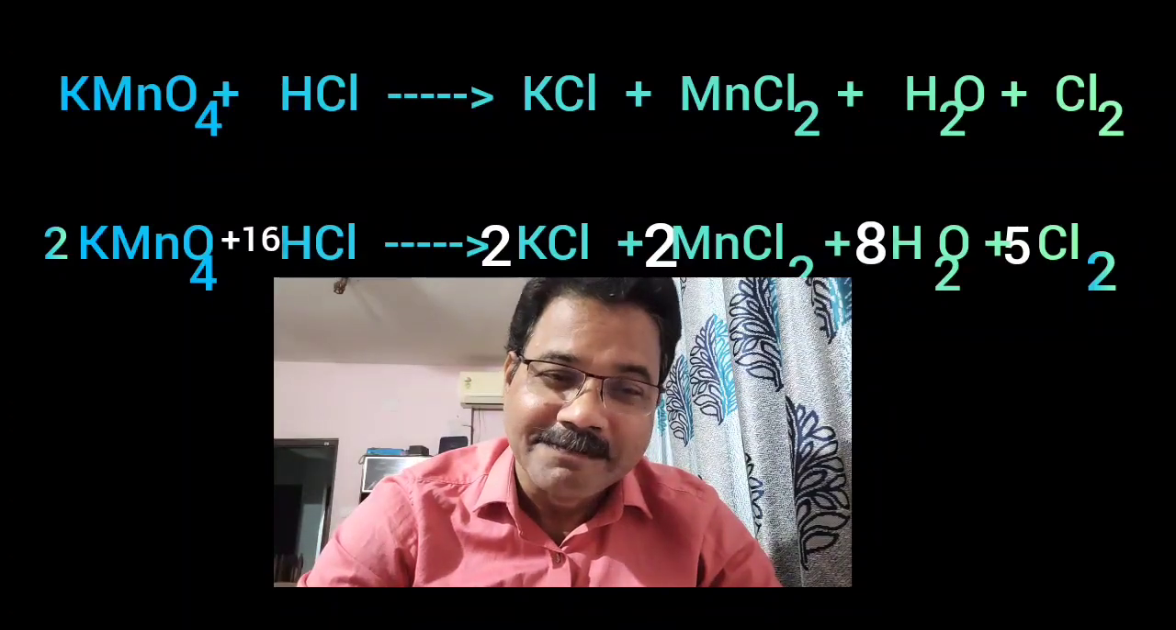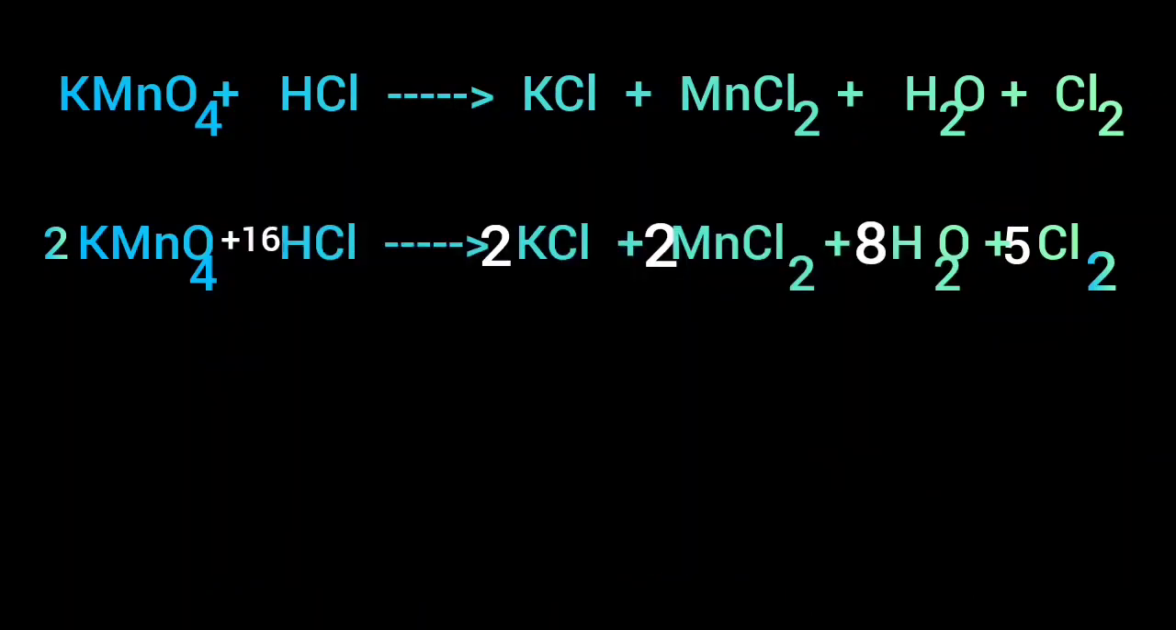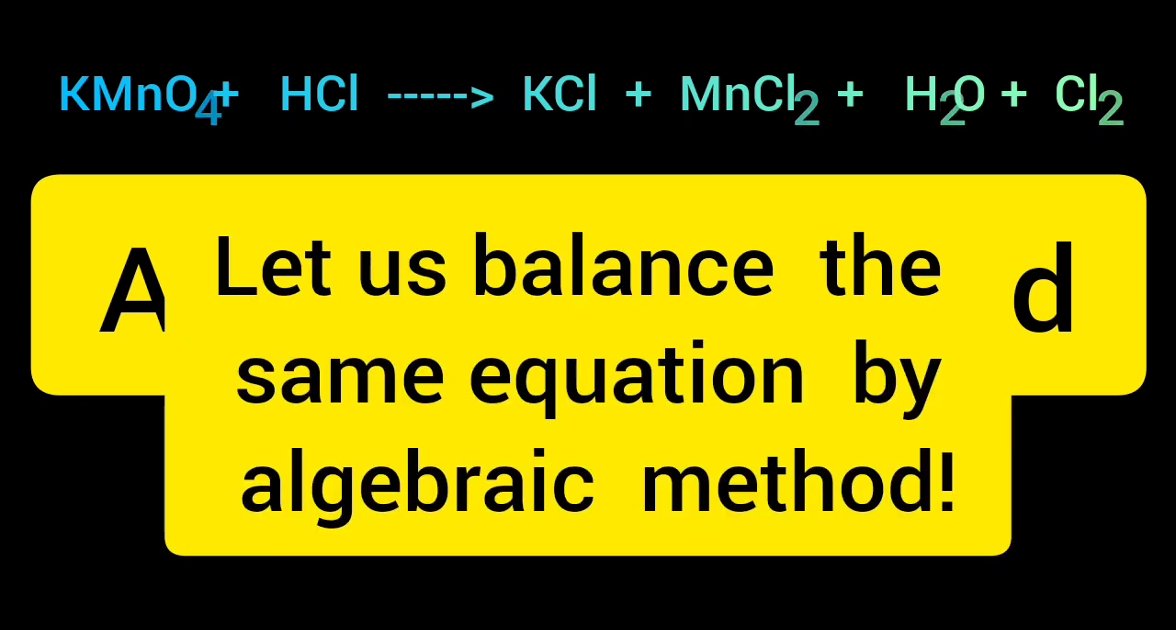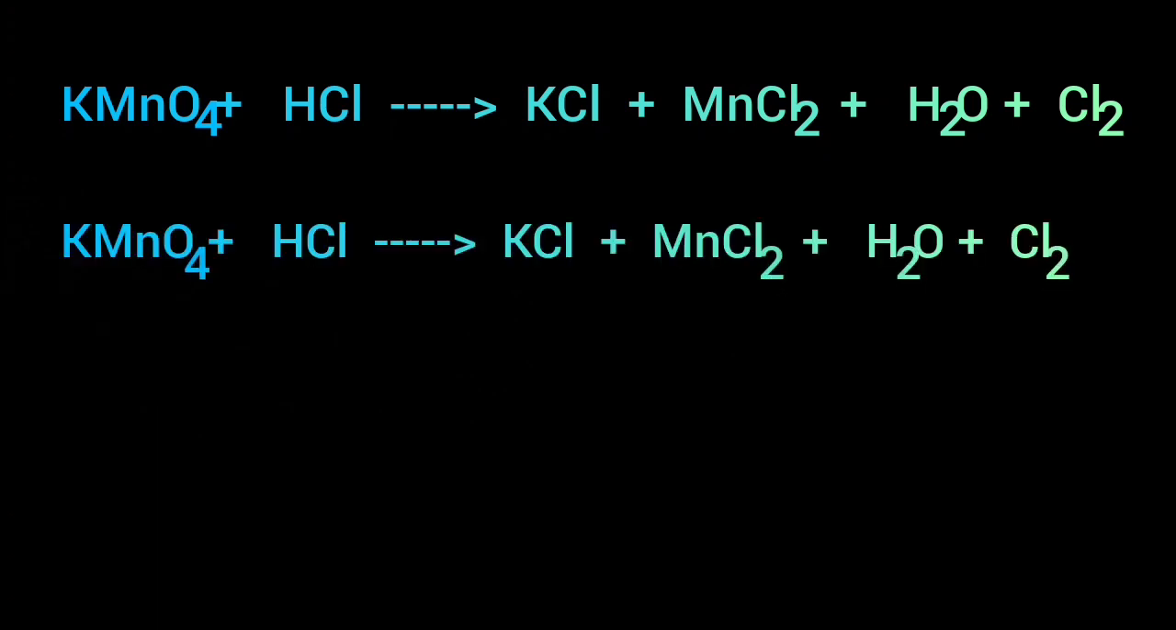Let us balance the equation given on the screen by the algebraic method. And this is easier than the hit and trial method. You see on the left hand side you will find KMnO4 and HCl. On the right hand side you will find KCl, MnCl2, water and chlorine. Before KMnO4 you write small a, before HCl b, before KCl c, before MnCl2 small d, before water small e, before chlorine f.